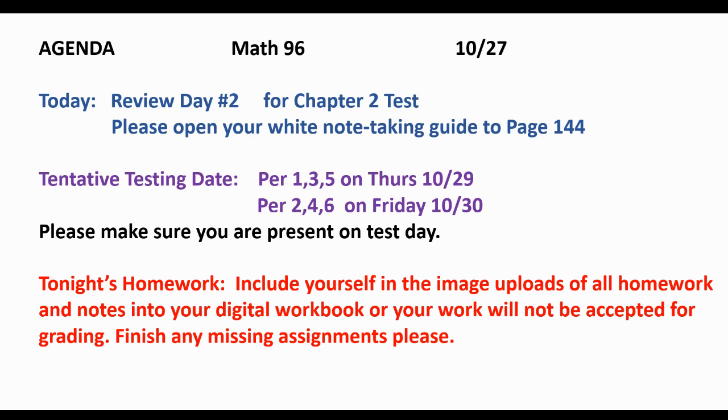So tonight's homework, make sure you include yourself in the image uploads of all homework and notes into your digital workbook, or your work will not be accepted for grading. Finish any missing assignments, please.